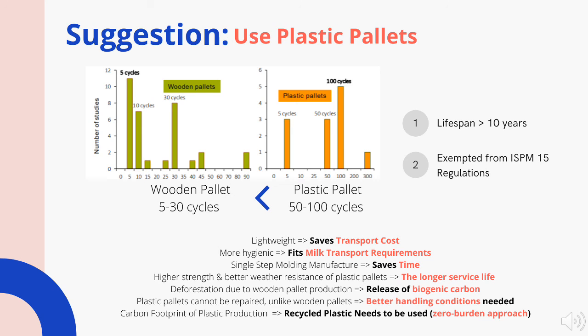And one more thing is that plastic is lightweight, so it will be saving transportation costs by reducing the fuel consumed, and it is more hygienic, which fits all of the milk and food transport requirements. And the manufacturing process of plastic is only a single step, so it will be saving time again. And there are some things that should be considered, which is that plastic pallets cannot be repaired unlike wooden pallets. That's why we have to provide better handling conditions. And carbon footprint is inevitable. That is why recycled plastic needs to be used in production to apply a zero burden approach.